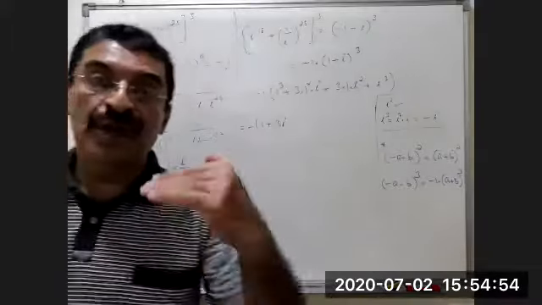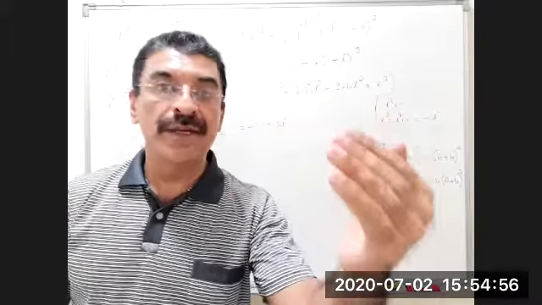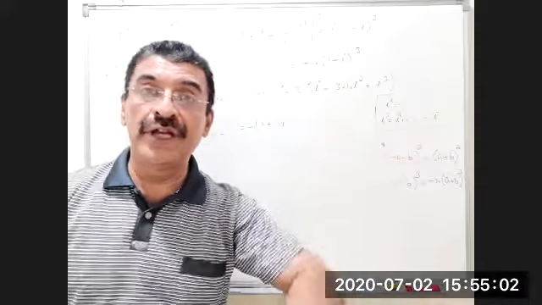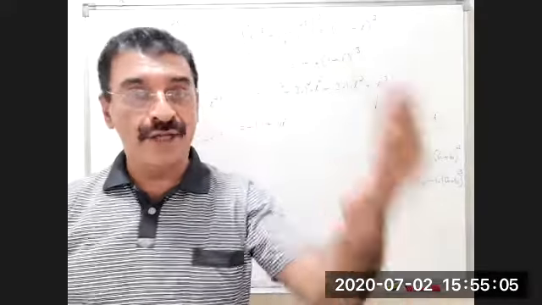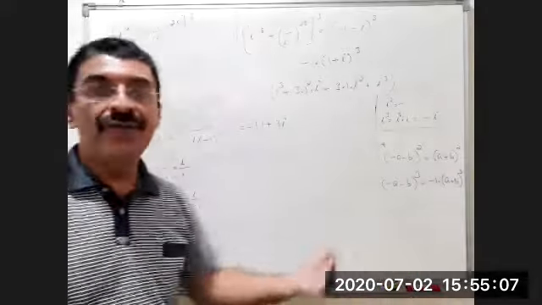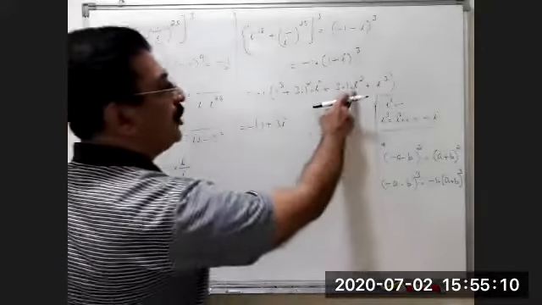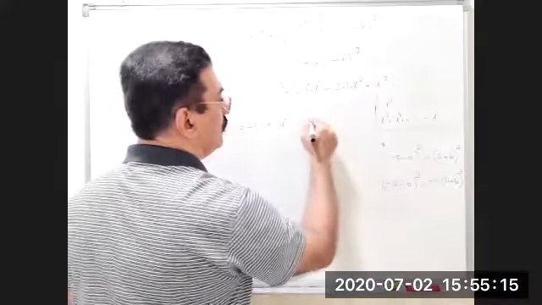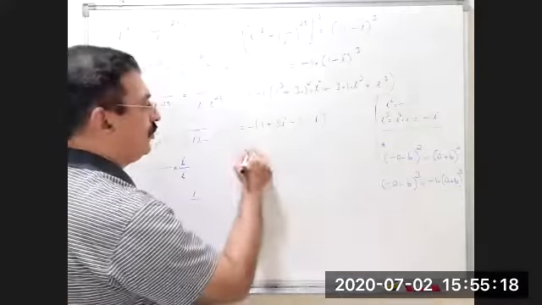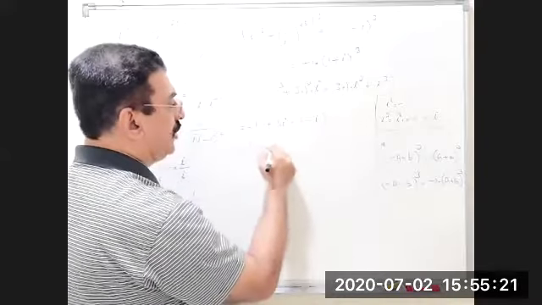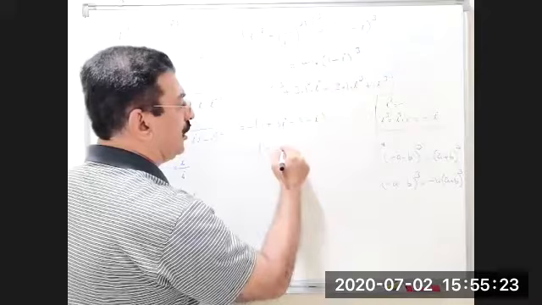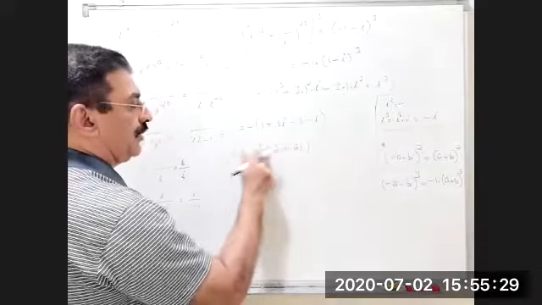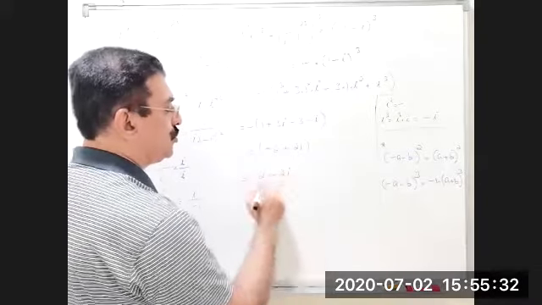Remember the first 4 powers of i. i square means minus 1, i cube is minus i, i raised to 4 is 1, again i raised to 5 is i. Yesterday we have seen that. So i square is minus 1, 3 into minus 1 is minus 3. i cube is minus i. So this is minus of 1 minus 3, which is minus 2, and 3i minus i is plus 2i. Opening bracket, minus 2 minus 2i. That's it.